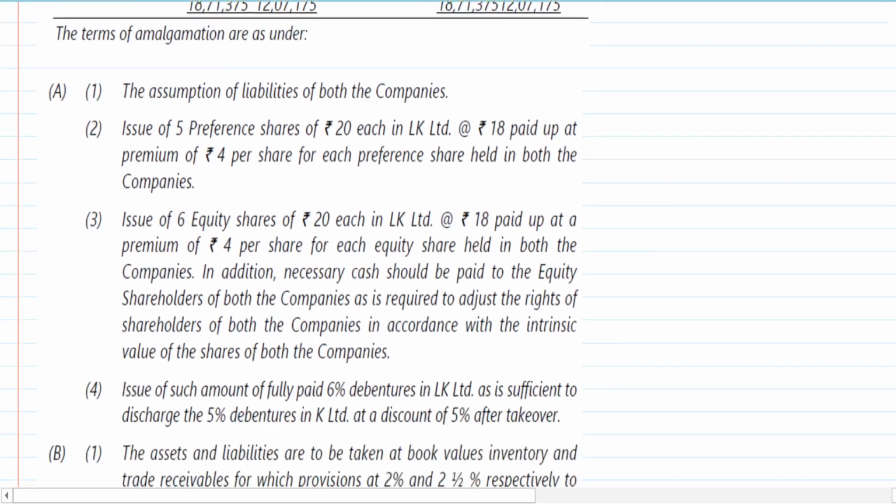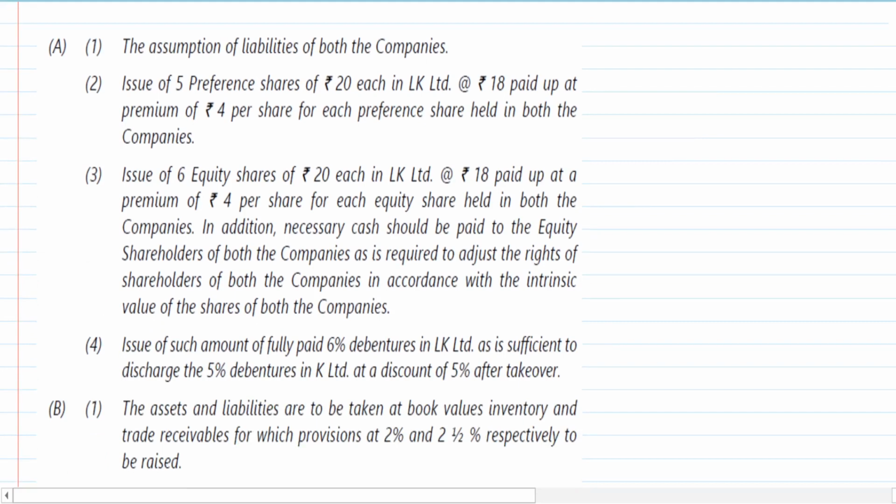Okay, what are the terms of the amalgamation? Assumption of liabilities of both the companies, fine. Then they are saying issue of 5 preference shares of rupees 20 each in LK at the rate rupees 18 paid up at premium of 4 per share for each preference share held in both the companies. So 20 seems to be the value of the preference share. And they are saying 18 paid up at a premium of rupees 4 per share. So 18 plus 4, the value of one preference share has been considered to be rupees 22.